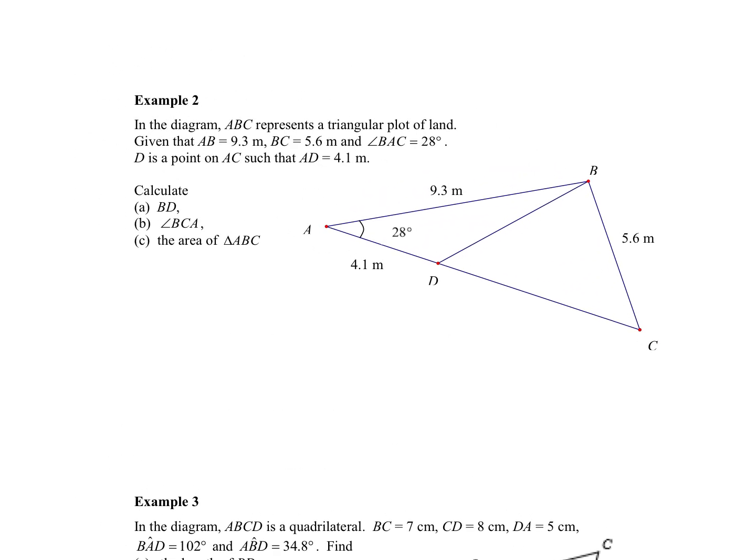Okay, this one. Now, let's look at ABC. It's a triangular plot of land. AB is 9.3, BC is 5.6, BAC is 28, D is a point on AC, and AD is 4.1. So calculate BD. So this is the unknown. Zoom into the triangle that will give you your unknown or has more information. So what do you think we can use here? Cosine rule. Why? Yes, 2 adjacent side and the angle in between, the included angle, right?